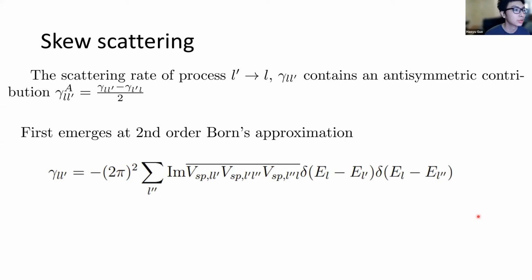Right, so let me move on to the skew scattering contribution. As I've said earlier, the skew scattering actually means that the scattering rate matrix gamma LL prime is not symmetric.